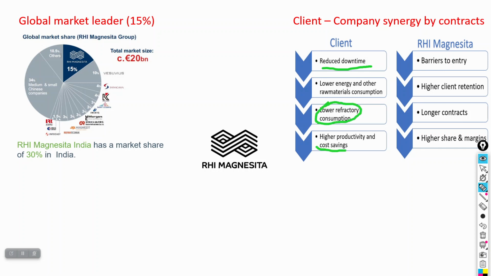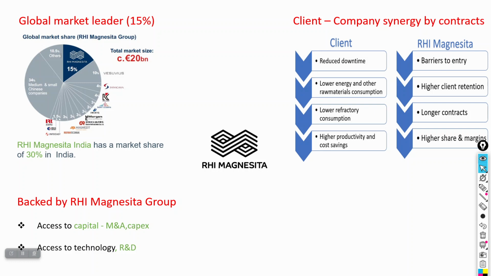And because the quality of the refractory is good, the energy used in smelting or melting is less, and raw material consumption, as in bauxite or iron ore, is less. I mean to say efficiency is more. The third thing is it is backed by the RHI Magnesita Group. Since it has access to high capital, it can go for organic and inorganic growth by multiple acquisitions, etc. And it has access to technology and R&D.